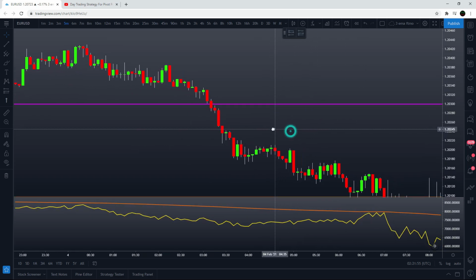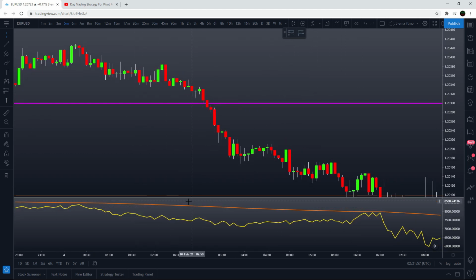So what you are doing is using the accumulation distribution line and the 200 EMA to determine the trend direction. So when the accumulation distribution line, the yellow line, is below the orange line, you can only take short positions. So you're only looking for short entries. And you're also only looking for entries when price comes and touches the pivot. So for this example, it comes down from above, and then you must wait until it closes below the pivot line if you're looking for a short position.